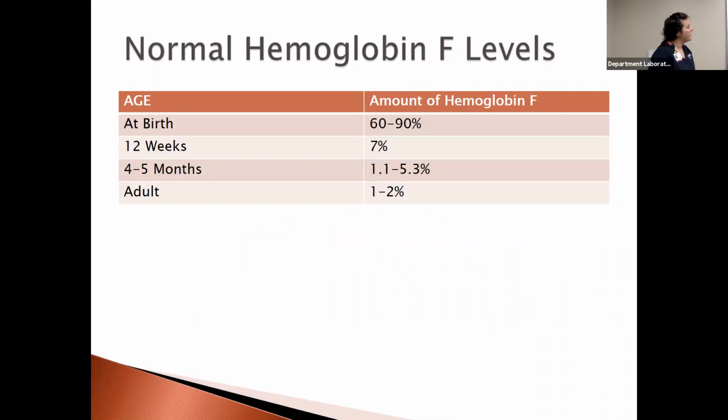Right, so normal hemoglobin F levels, I took this from your textbook. You guys might have some study questions about this. At birth, that hemoglobin F is going to be about 60 to 90%. After 12 weeks, it's going to start declining. It's going to decrease to about 7%. At 4 to 5 months, it should be between 1 to 5%. And then by adulthood, it should be that 1 to 2% that we should see. That's in a normal situation. So if you're evaluating the amount of hemoglobin F based on a patient's age, this chart will help you.